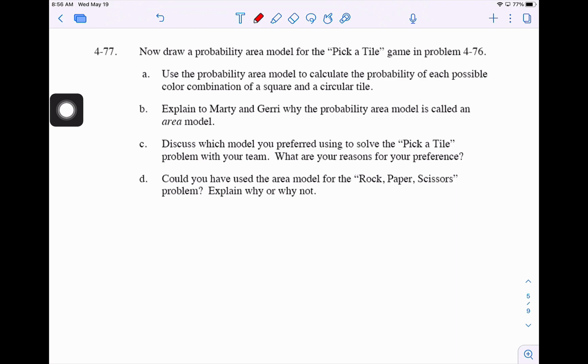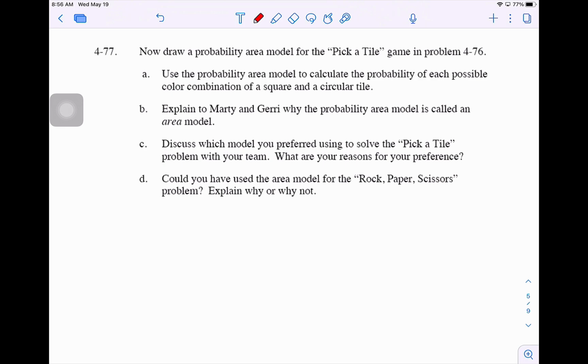This is going to take a whole lot less time, and in my opinion, is a whole lot easier. Notice it says, now draw a probability area model for the same exact game. I used the tree diagram because they said to. But in this case, if you had the option, and we haven't actually created the test at this point, but I'm going to tell you, you will have the option. You're not going to have to do a tree diagram or have to do an area model.